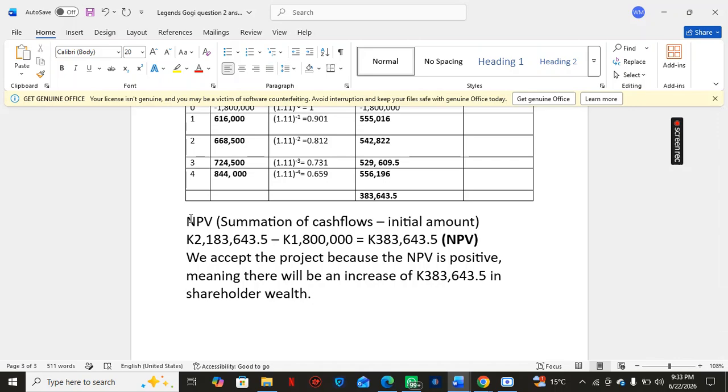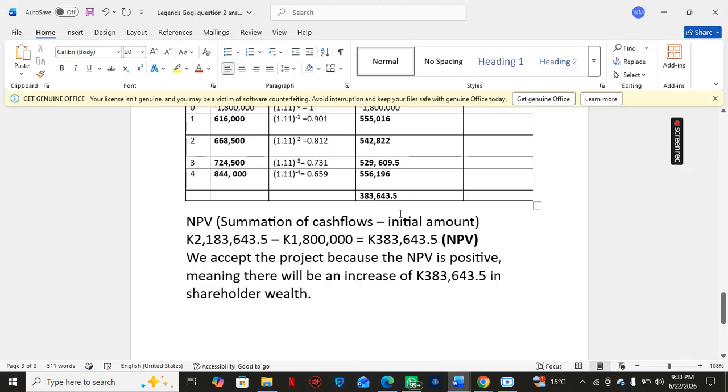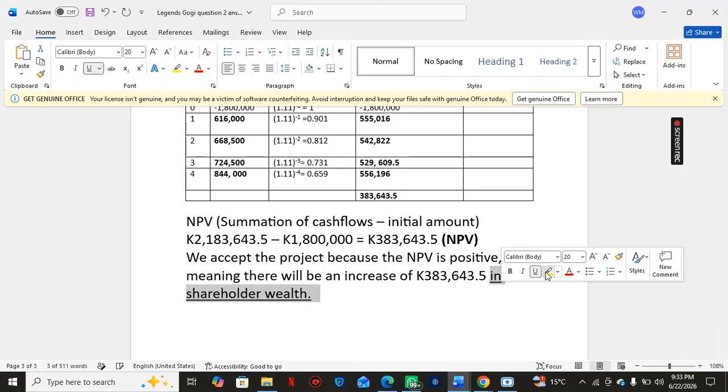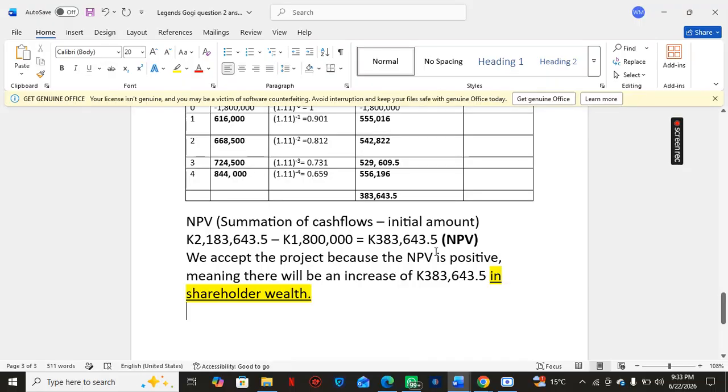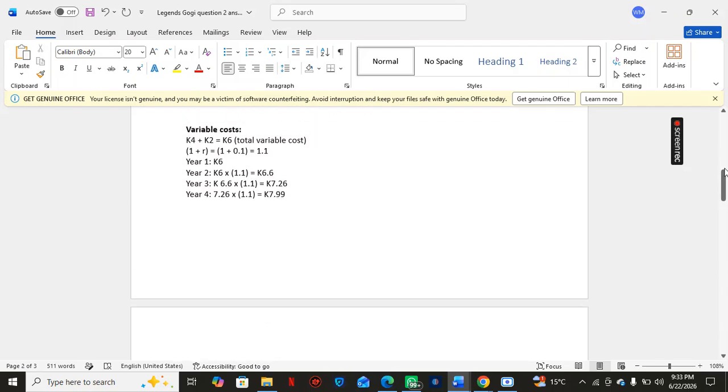Except for the increase, meaning there will be an increase in shareholder wealth. This part, yes, the project will maximize shareholder wealth, but I don't think by this same exact amount. But yes, we've got a positive net present value. Next, we now need to go to part B. We have to use the internal rate of return.